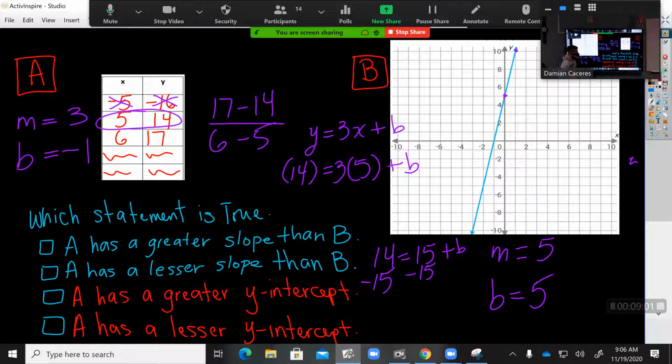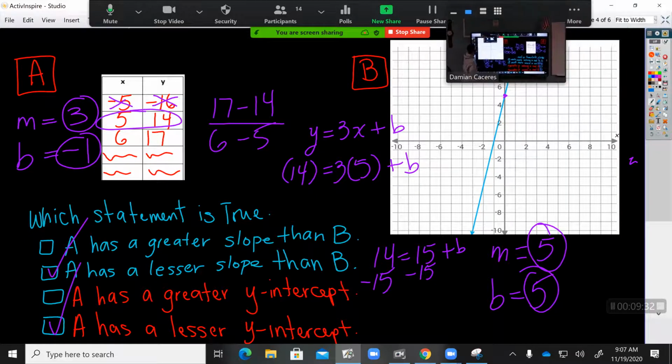Now we can do a comparison. First we compare the slopes. A has a positive 3 slope, B has a positive 5 slope. A is a smaller slope than B. Now we go to negative 1 y-intercept for A, positive 5 y-intercept. B is larger. So we again have to select the part that says A is smaller, or A is lesser. Any questions on that one?